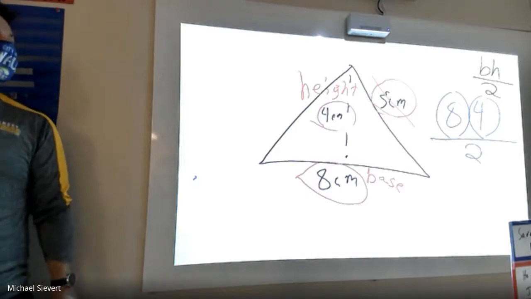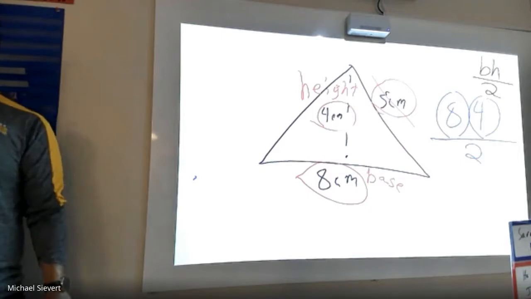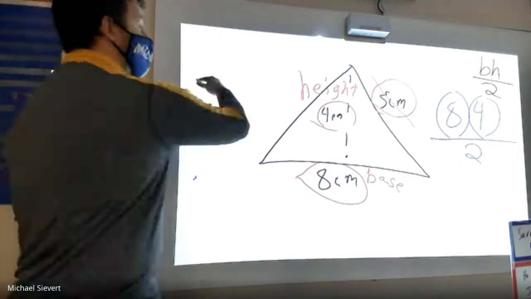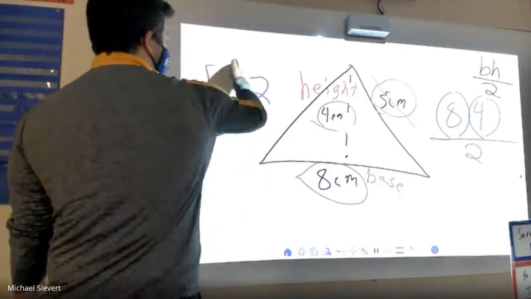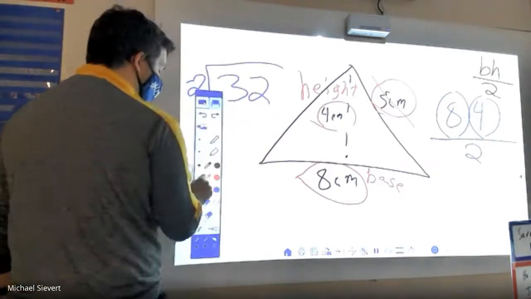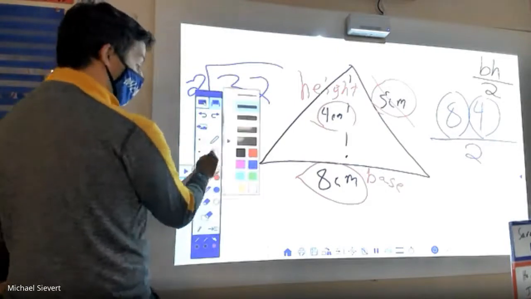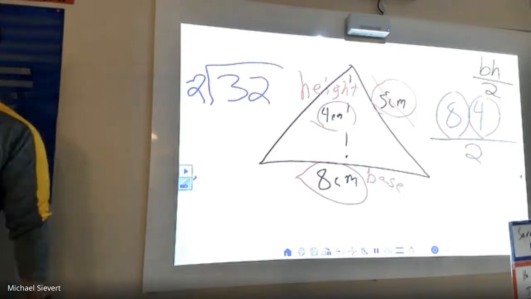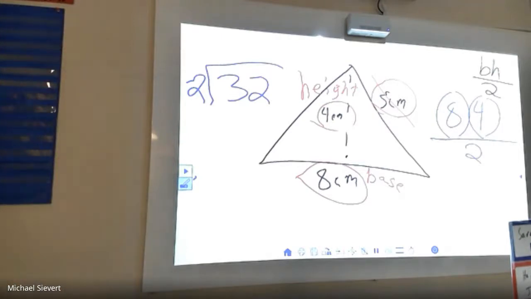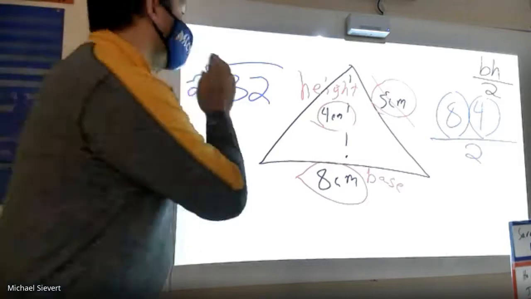Anyway, 8 times 4 is, Miera? 32. I'm going to write it up here. So we have 32 divided by 2, because remember, we cut it in half. We found the area of a square, so now we need to cut it in half. What is 32 divided by 2? Kingston? What is it? Correct.